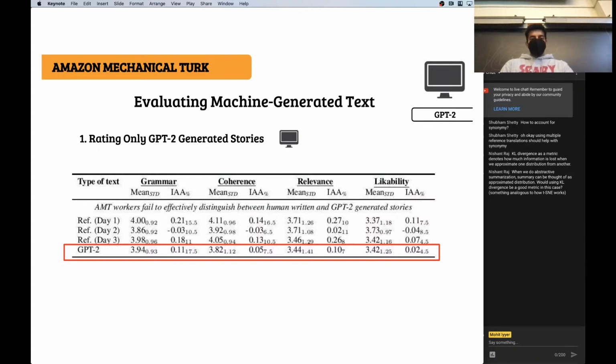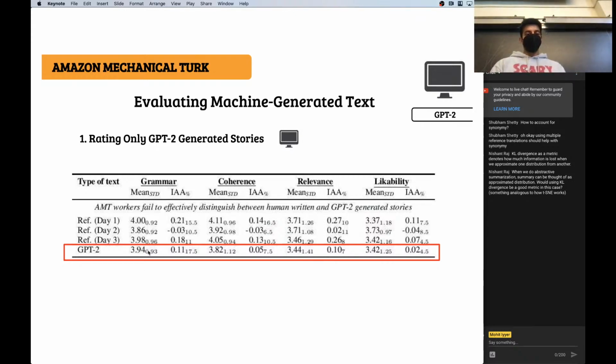Okay, so one thing that we found here, and we don't have to look too much at this table, is that we had the Amazon workers rate the reference text. We had some subset of workers rate the reference text, which are stories actually written by Reddit users that got a lot of upvotes, so people like them. And then we had another subset of workers rate the machine-generated stories, which are clearly worse. Like, they're not good stories. The problem with Mechanical Turk is that these workers can't really distinguish between the machine-generated stories and the human-written stories.